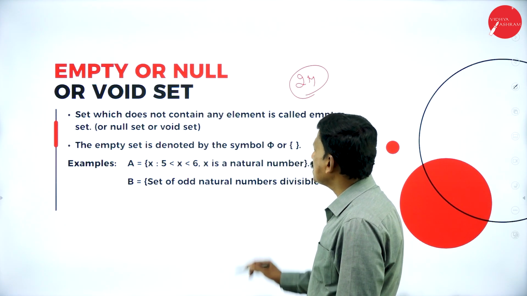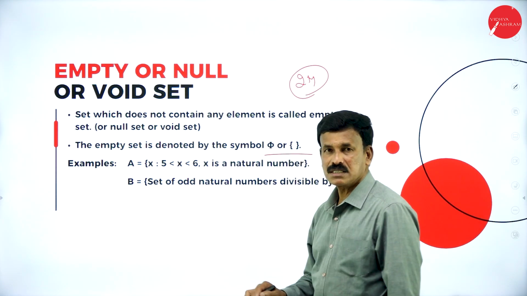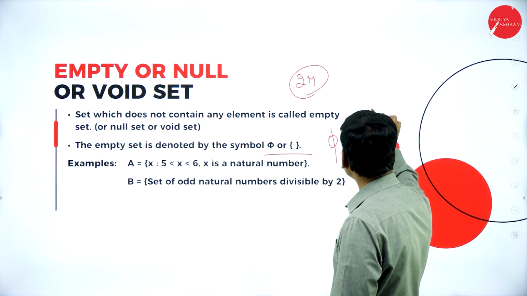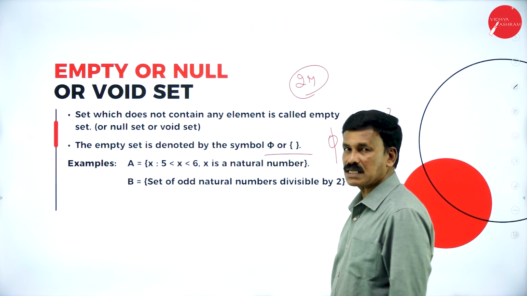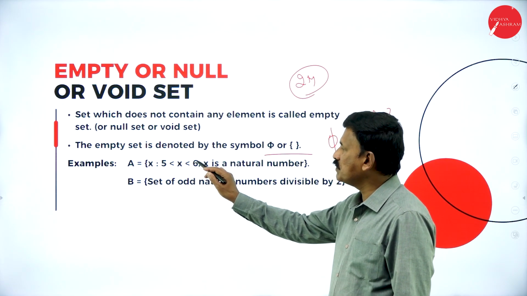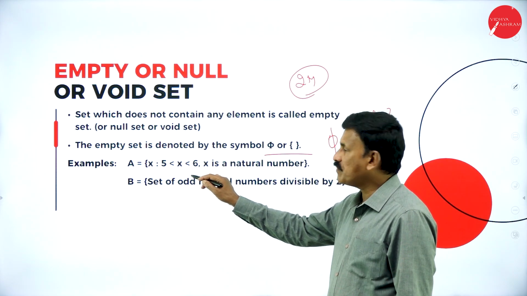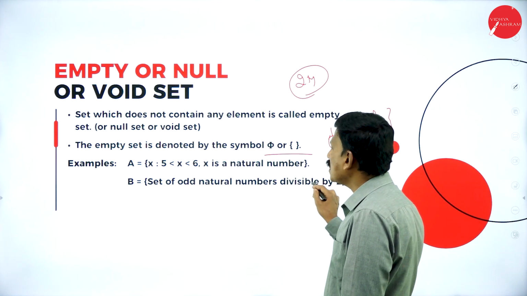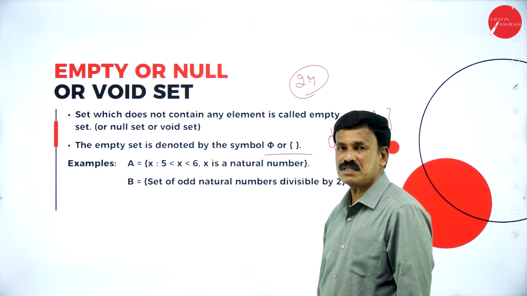The empty set is denoted by the symbol like this. This is the representation of a null set, or we can even write just flower brackets like this. Now, let us take an example. If A is equal to {x such that 5 less than x less than 6}, all the values which are natural numbers lying between 5 and 6.